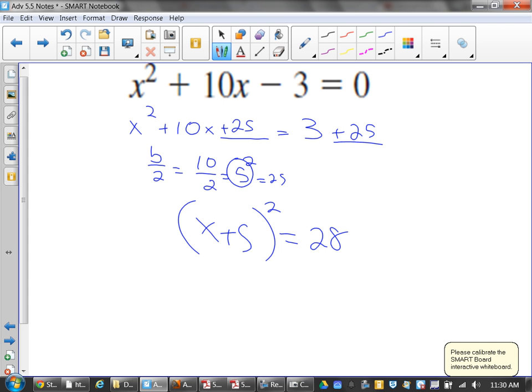Is that also going to work when it's equal to 0? What do you mean? Like, no. No.